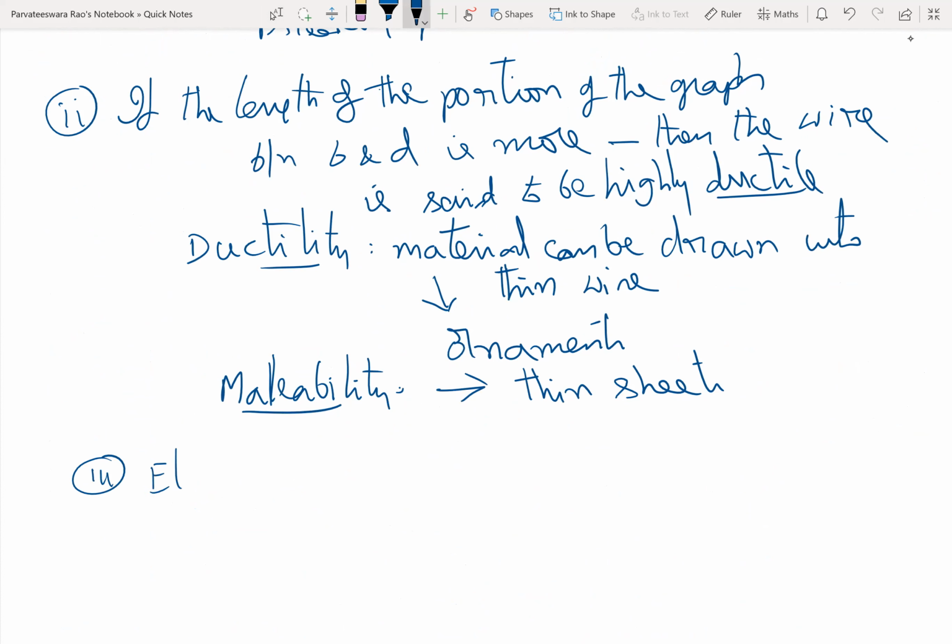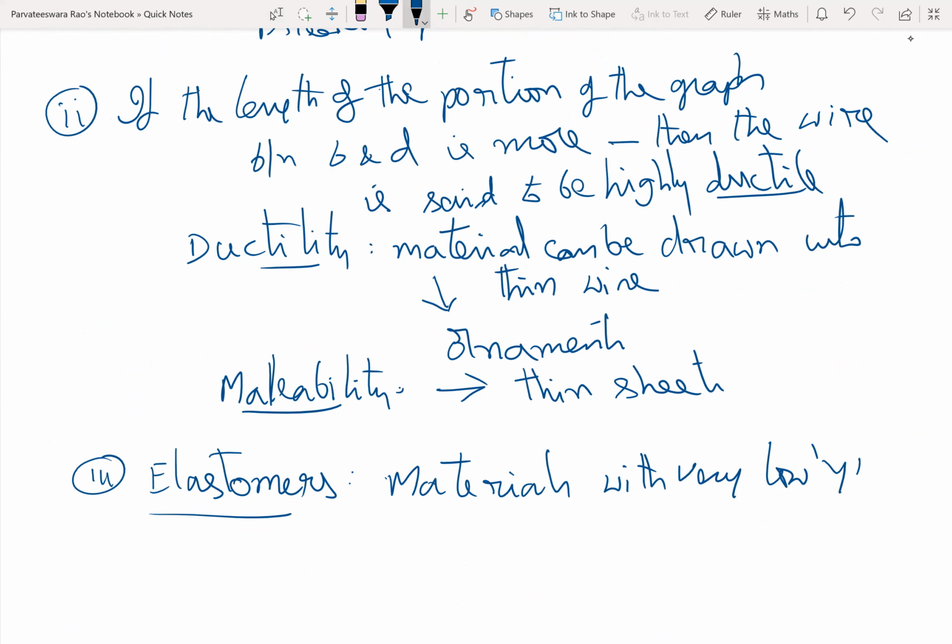Elastomers. Elastomers means the materials with very low Young's modulus, which can have more strain. They are called elastomers. Means these elastomers can be drawn into thin wires without breaking. There will be a wide gap between the plastic limit and the fracture point or breaking point. So for a little stress, more strain is produced.